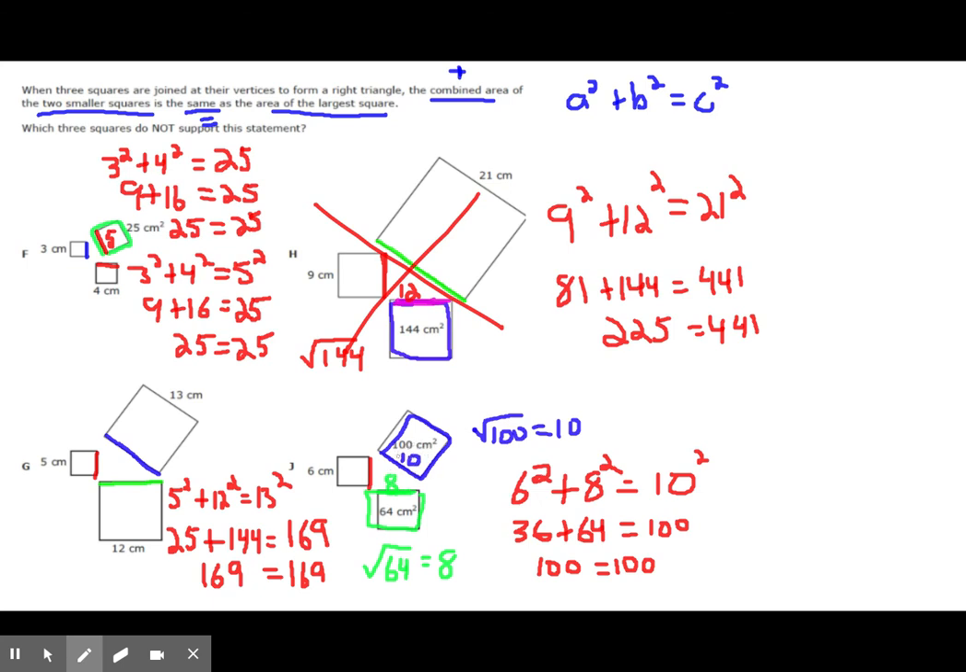Now, I made a mistake when I read this problem, and this is a common mistake that we all make all the time. The question is asking which three squares do not support this statement. So we were actually looking for the three squares that are incorrect, or the one that does not give me the same number on each side of the equal sign. So the only one that does not support our Pythagorean theorem, which is a squared plus b squared equals c squared, is answer choice H.